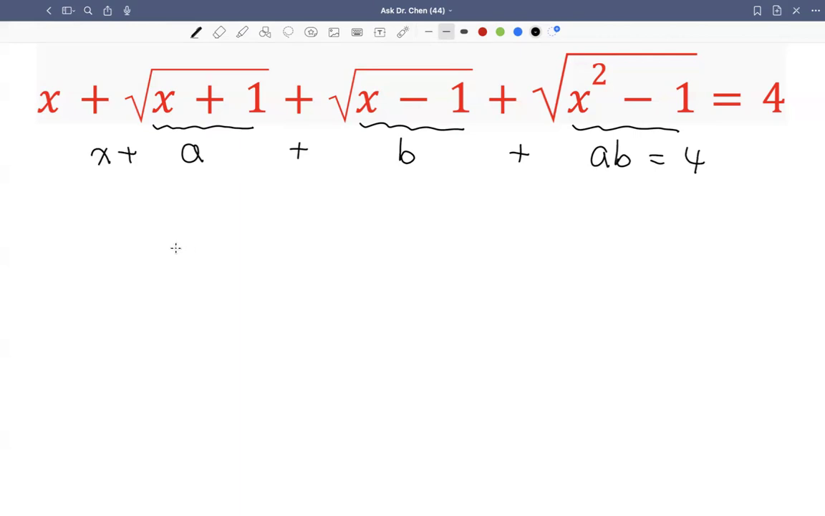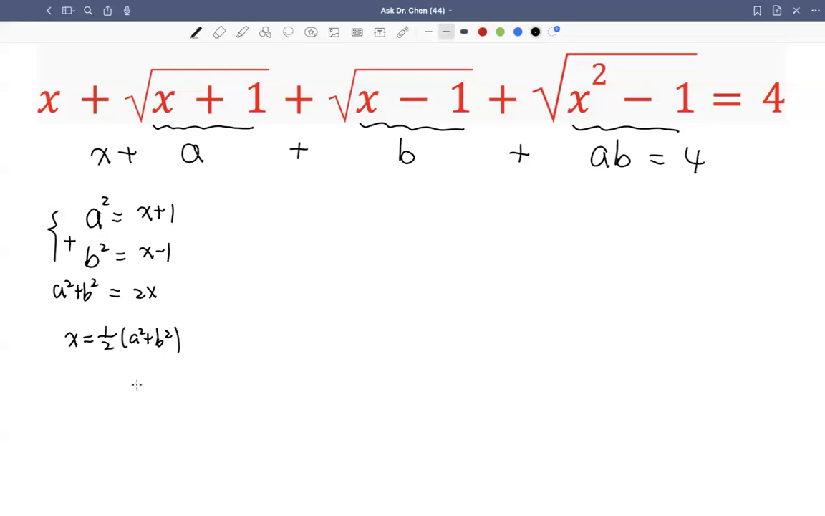But we want to write x in terms of A and B also. So how do we do that? Let's square A, we get x plus 1. Let's square B, we get x minus 1. Let's add those two equations. Then we get 2x equals a squared plus b squared. Then we divide by 2 on both sides. So x equals half of a squared plus b squared.